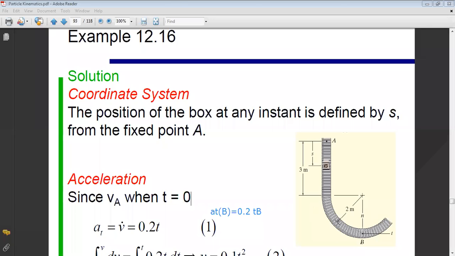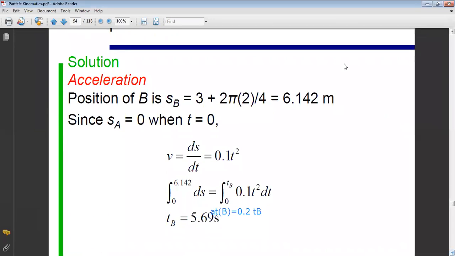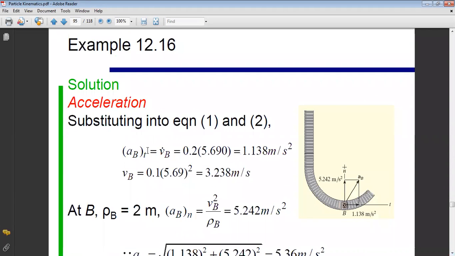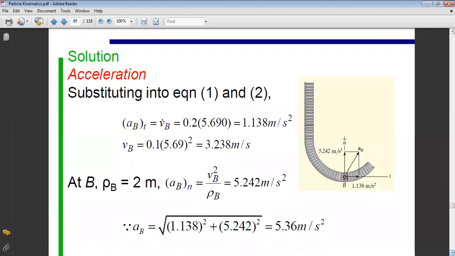So to find the magnitude of acceleration, all we have to do is the square root of an squared plus at squared, okay? So here from s of b, we were able to calculate the time. Then all we have to do now is replace the time to get at tangential, and then we replace the time to get vb. And once we get vb, we can calculate an. And finally, the magnitude of acceleration is simply the square root of an squared plus at squared. And this is the problem, okay? Any question on this?